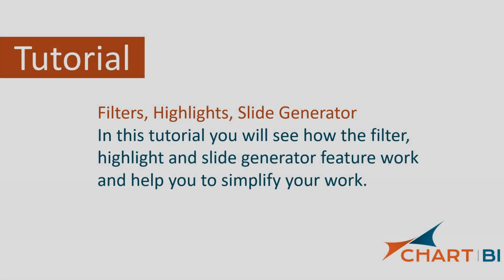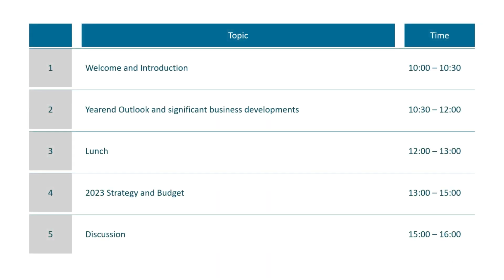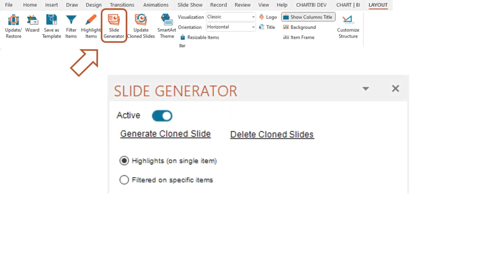In this tutorial you will see how the filter, highlight and slide generator feature work and help you to simplify your work. Let's start with the slide generator. For this we use a simple meeting agenda. Select the entire smart art, and then click on the button Slide Generator in the ribbon.